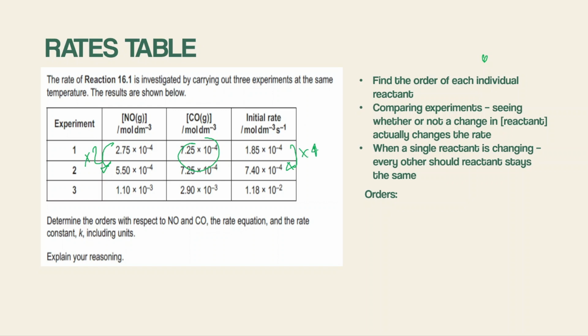So since it's doing too much, we already know that it's second order. It's increasing by its square. The square of 2 is what? 4.